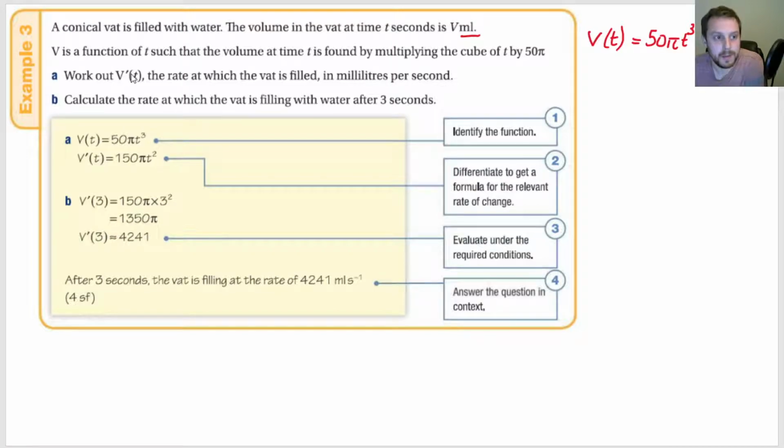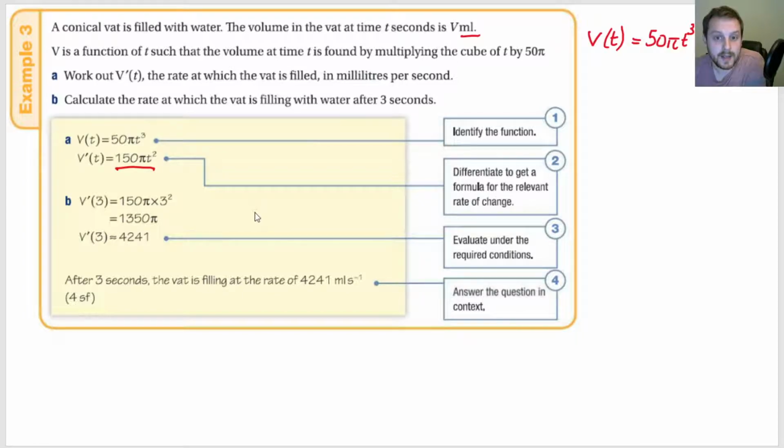So you can actually plot this graph. You can see how full it is after a certain length of time. You can also tell that as time goes by, it fills up faster and faster, because t cubed gets faster and faster. So the first question just says work out v dash of t. So it means differentiate it. When you differentiate this, that's the answer you get.